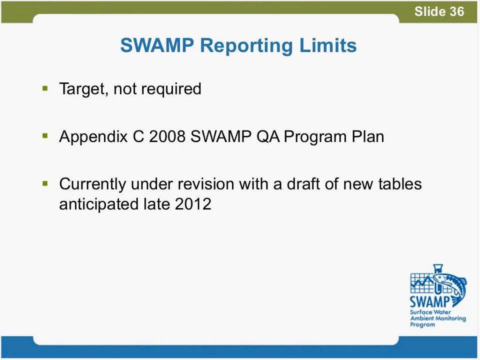SWAMP has no required reporting limits. SWAMP has in its 2008 Quality Assurance Program Plan a list of reporting limits, but they are used within our program as targets, and many of our projects within the program do not use those reporting limits. They're not applicable for their particular project, and they have higher or lower reporting limits.